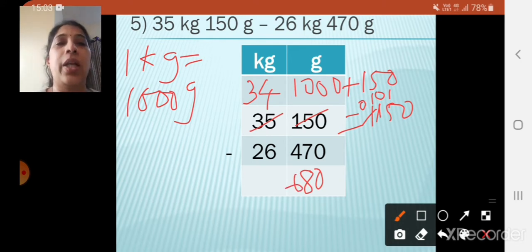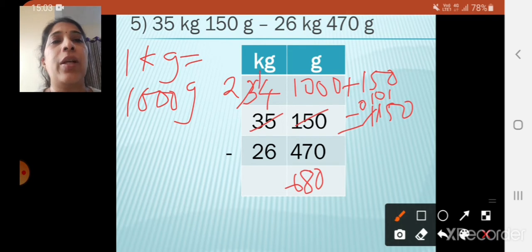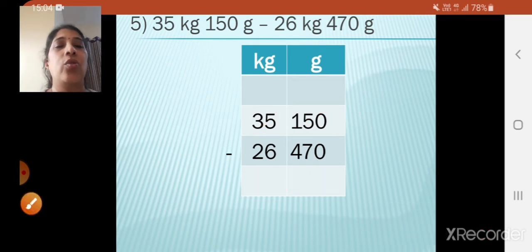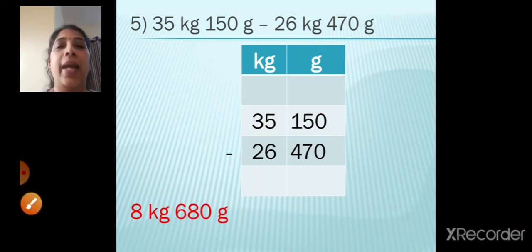Now coming to the kg column. 4 minus 6, you cannot subtract 4 from 6. So you are going to borrow 1 from 3. So in place of 3 it will become 2, and in place of 4 it will become 14. 14 minus 6 is 8, and 2 minus 2 is 0. So what answer you got? 8 kg 680 gram. So you will write the final answer as 8 kg 680 gram.